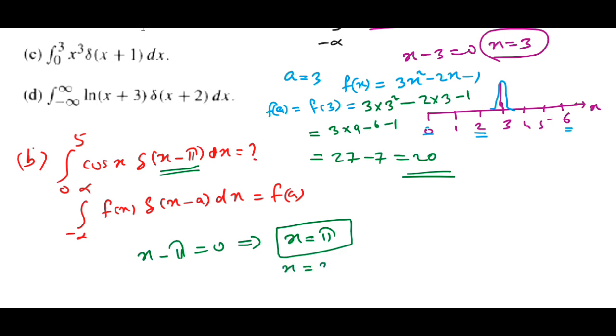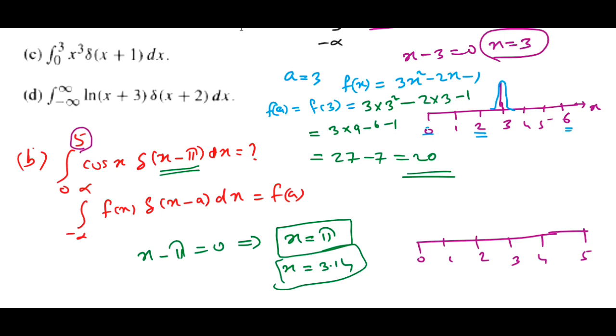X is equal to pi means pi is equal to 3.14. Then if you draw the axis here, this is 0, 1, 2, 3, 4, 5, because we have the limit up to 5. The integration limit is 0 to 5. Around 3.14 means here our spike appears.